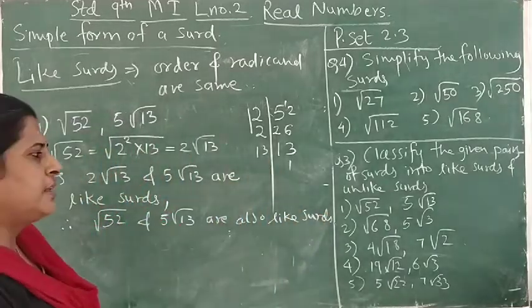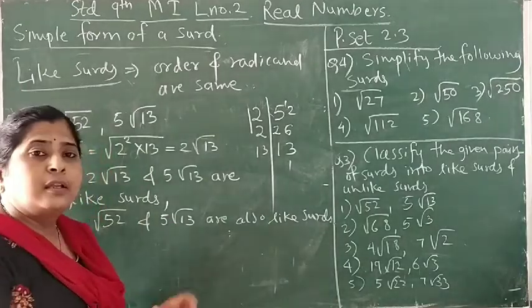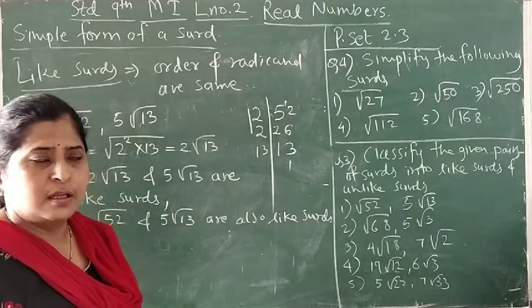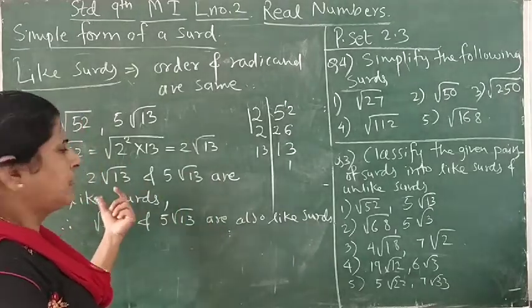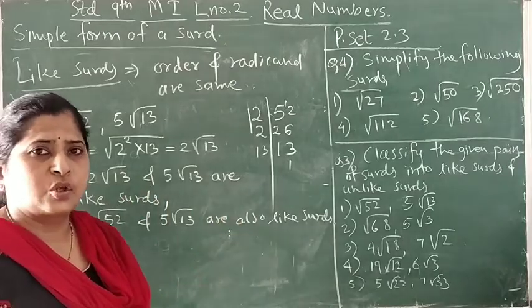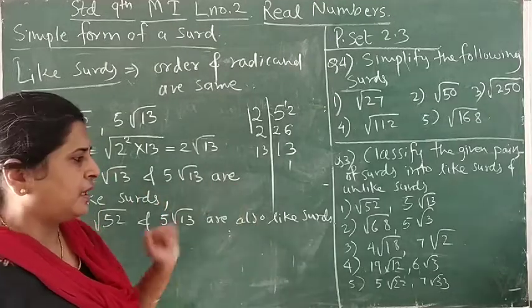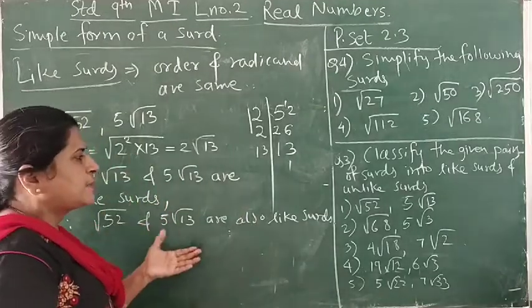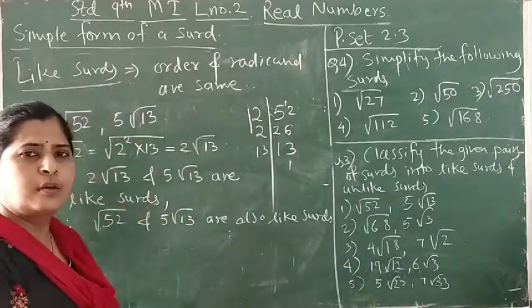Means to decide whether the given pairs are like surds or not, we have to check the reduced form of the given surd. And then if we find that the irrational part is exactly the same, its radicand as well as its order is the same, in that case they are like, otherwise they are unlike. I hope with this explanation now you can solve the remaining sums from this question.